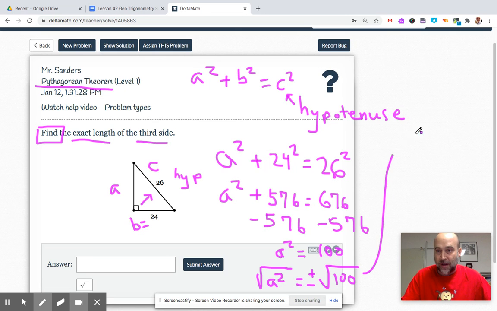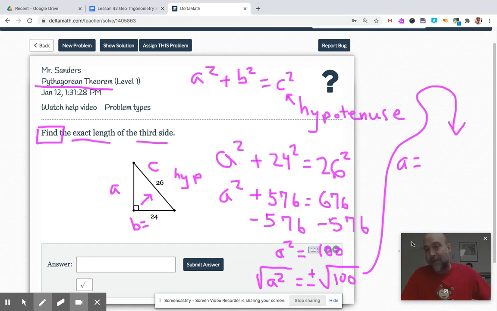Now, since length is always positive, we drop the minus sign at this point, but it's really important to have that written down because that's part of the problem. So a equals, we drop the minus sign because we're talking about a length, the square root of 100 is 10, and there's our answer.